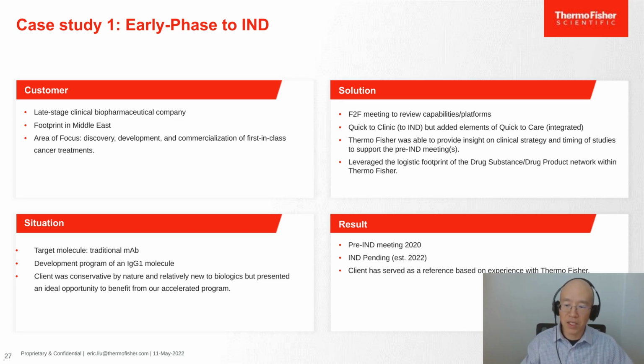We held face-to-face meetings to review our capabilities and present the benefits of our platform solutions, which piqued their interest. They signed on to our initial quick-to-clinic offering, we'll call it version 1.0, and also added elements of our quick-to-care or fully integrated offering, which I'll speak to next. Thermo Fisher Pharma Services Group provided them solid insight on clinical strategy and timing of studies to support the pre-IND meeting. This was back in 2020. This client fully leveraged the global logistics footprint of our drug substance and drug product network and is now on our version 2.0 quick-to-clinic offering, and presently the IND is pending second half of 2022 completion.